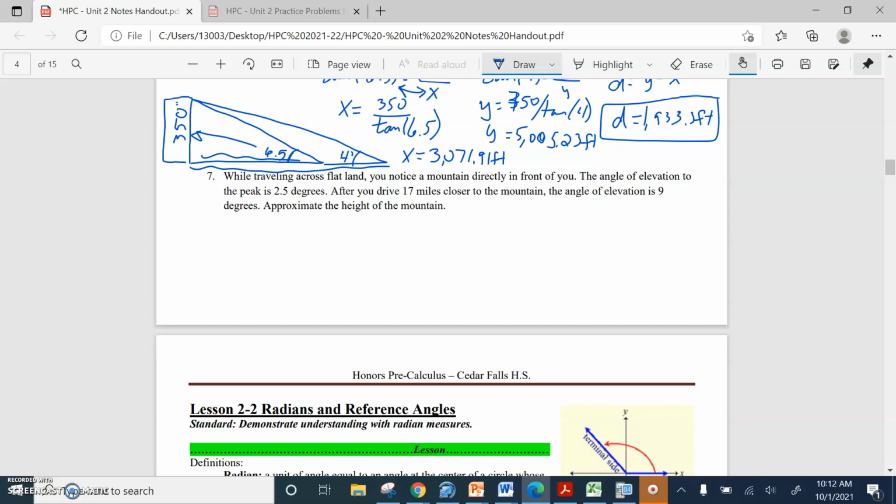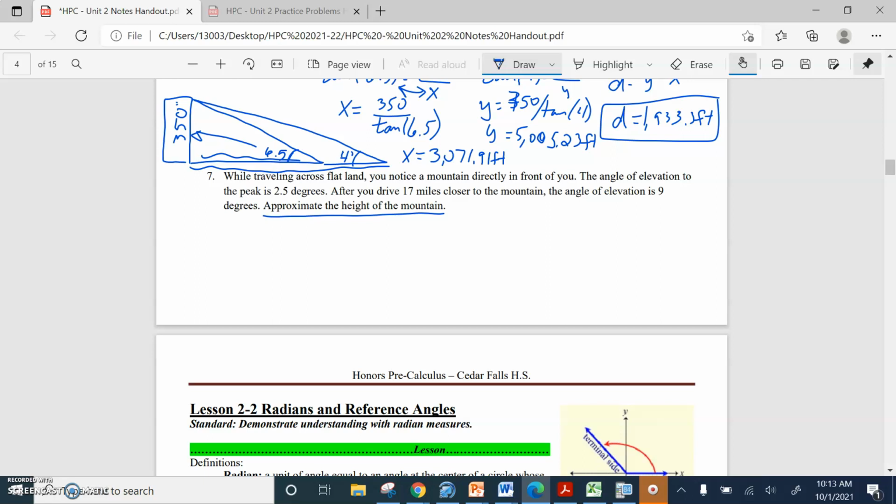7. We are just simply traveling across flat land. All we know is that at one point in time, we measure our angle of elevation, and we're at 2.5 degrees to the peak of a mountain ahead of us. Then we drive 17 miles closer. We stop again, measure the angle of elevation to that same peak. We're at 9 degrees. The question is, approximate the height of the mountain.